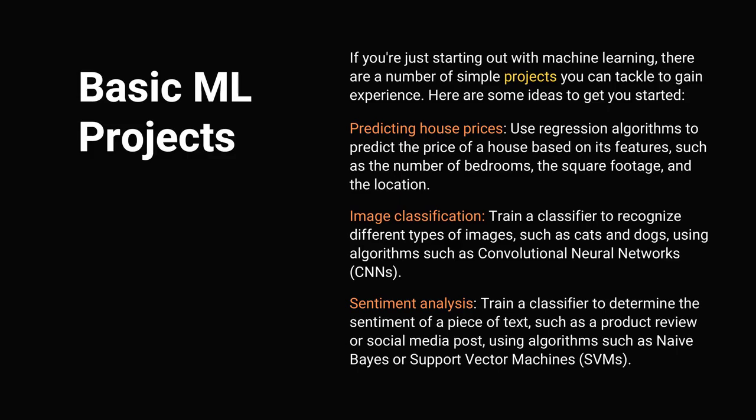Image classification. Train a classifier to recognize different types of images, such as cats and dogs, using algorithms such as convolutional neural networks, CNNs. Sentiment analysis. Train a classifier to determine the sentiment of a piece of text, such as a product review or social media post, using algorithms such as naive Bayes or support vector machines, SVMs.